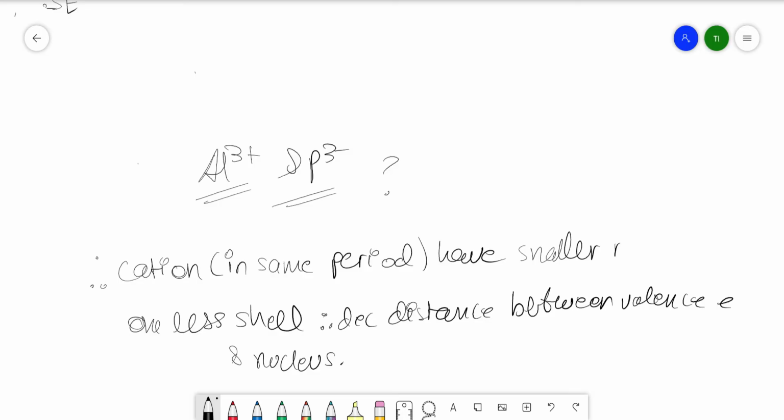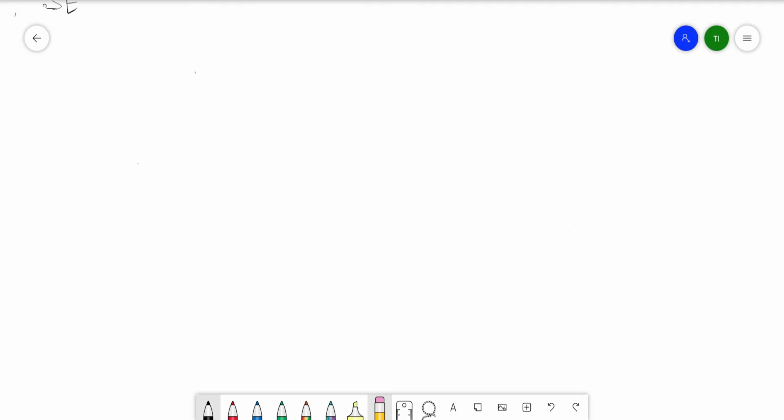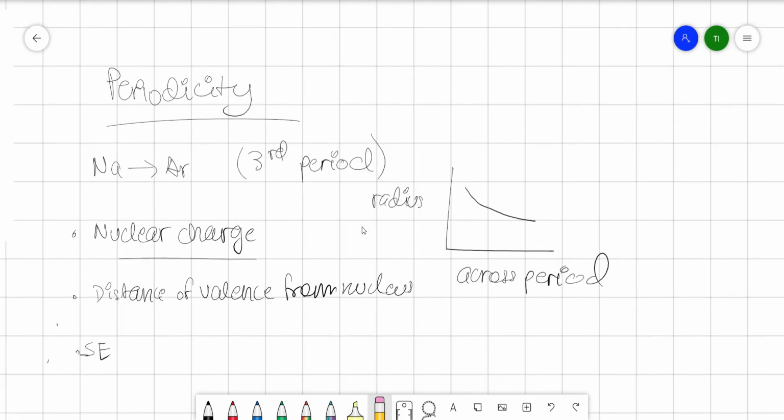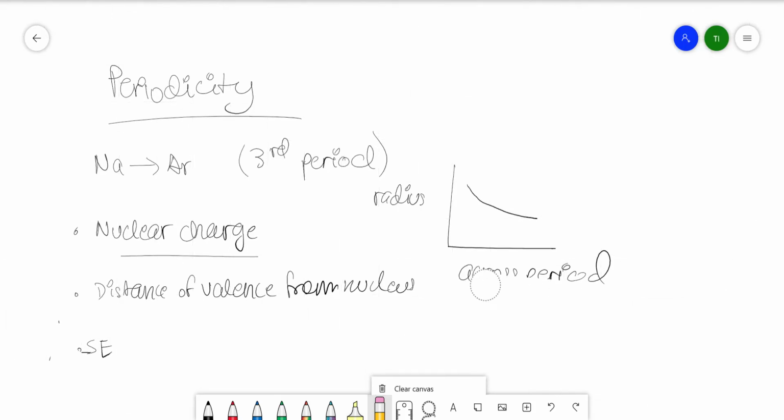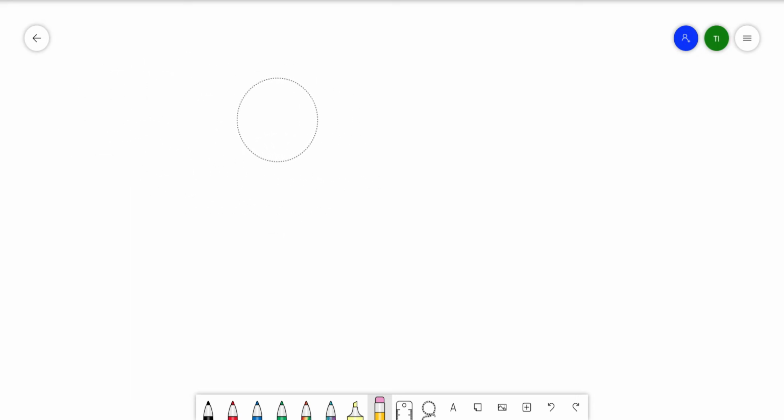Now that's all there is for the atomic and anionic radii. Now another thing that's important, a trend that you have to know, is, as mentioned before, just give me a minute, let me scroll up. Yeah, so another thing that you have to know about is the trend in melting points across the period.